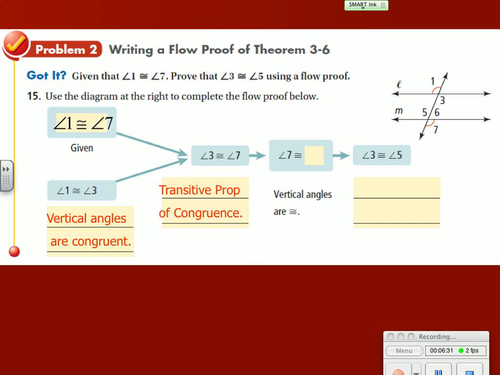Using the transitive property, if 1 is congruent to 7 and 1 is congruent to 3, then 3 is congruent to 7. So that's the transitive property of congruence. I can say that 7 is congruent to 5 because they are vertical angles, and therefore 3 is congruent to 7, 7 is congruent to 5, so 3 is congruent to 5 by the transitive property of congruence. Just a different way of doing a proof, but still the same thing. You're given a statement, and you have to give a reason why that statement is true.